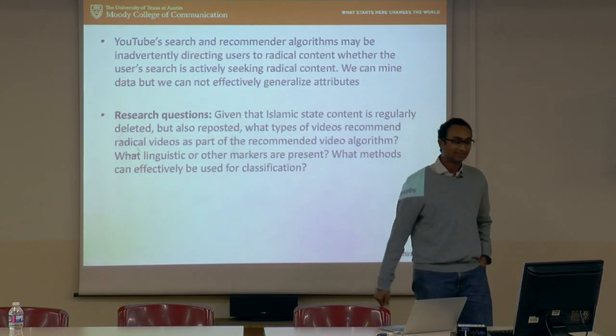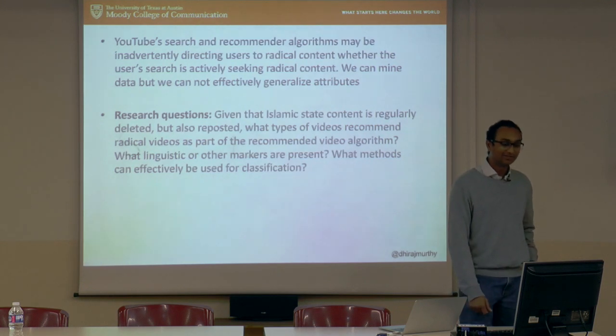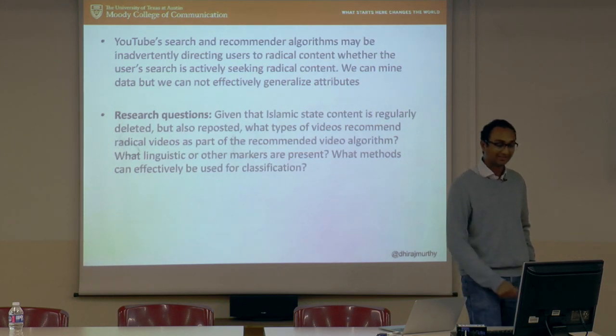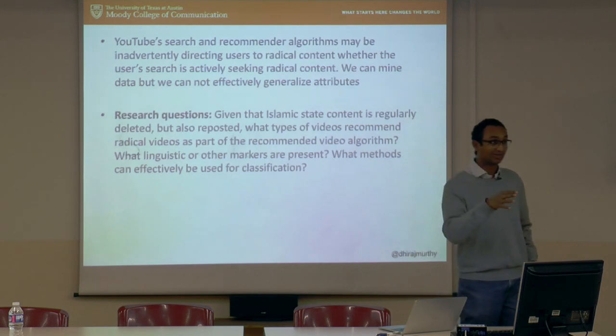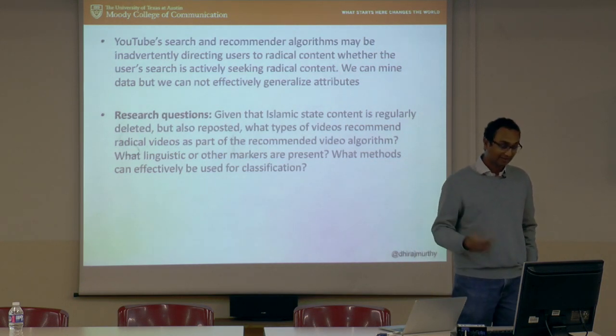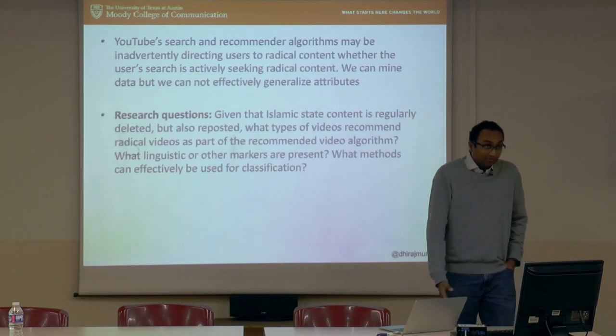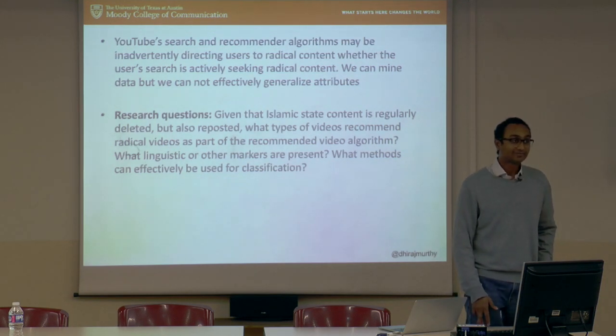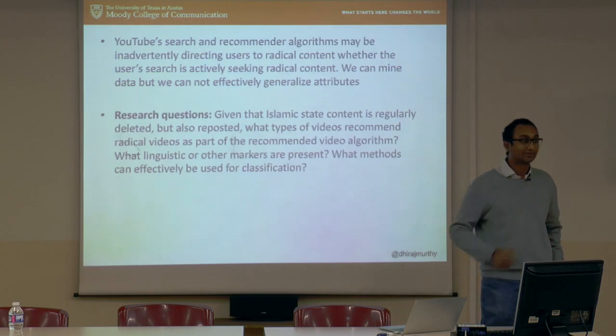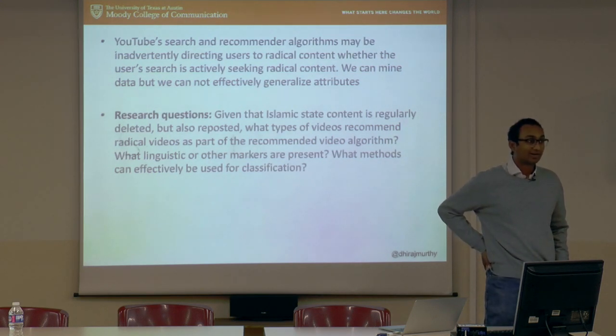Maybe inadvertently directing users to radical content when the user's search is actively seeking radical content, whether they are. So they could be searching for Syria or Raqqa or something and then come to it. So I also thought at the beginning, we can mine this data, but we can't effectively generalize attributes or causation.